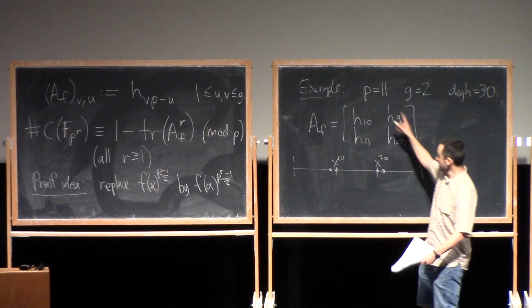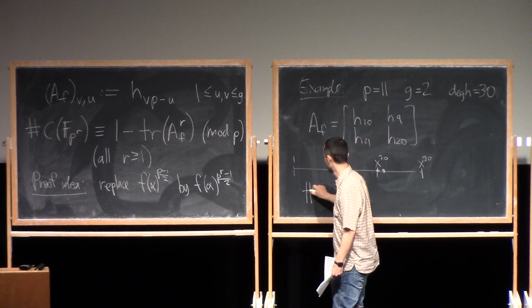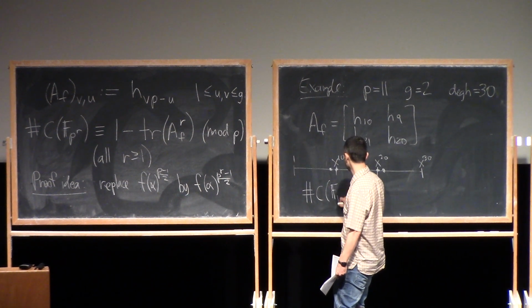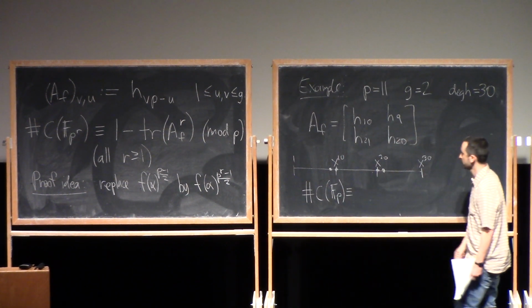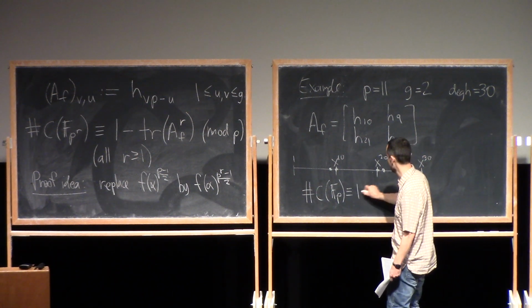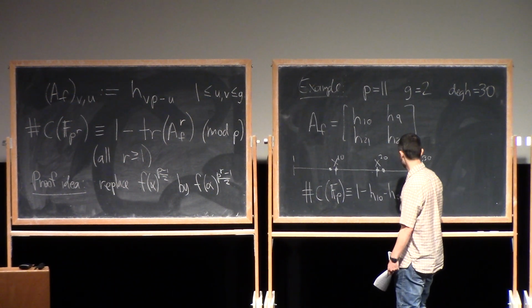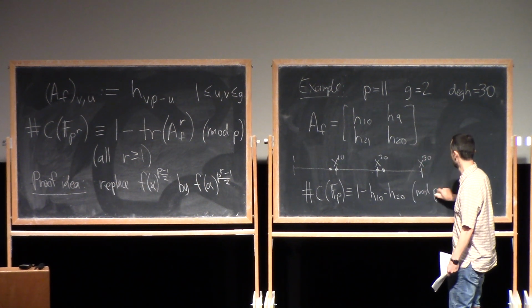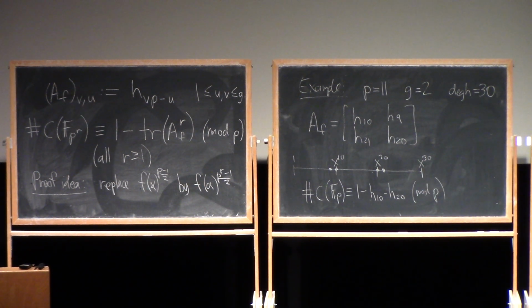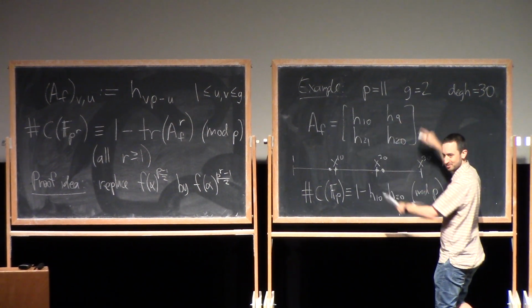But if I now have this matrix, I can write down, for example, the number of points over Fp. I just get the baby trace formula here, so we wrote this down yesterday. h10 minus h20, this is mod p. And then if I want the number of points over Fp squared, I just get 1 minus, well, I'm not going to write it out. There's some ugly formula involving all these coefficients. It'll be the trace of this matrix squared. Right, so you can see you would have to do something like this times this and this times this and calculate the trace.